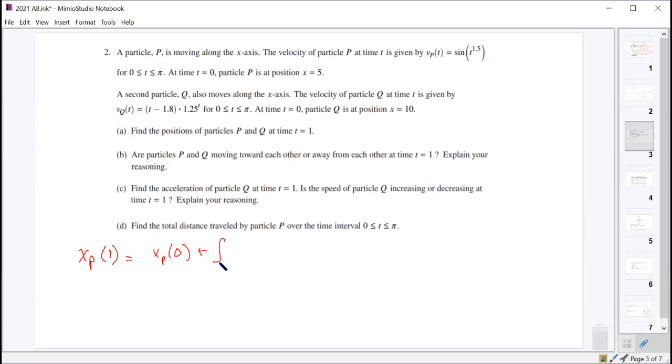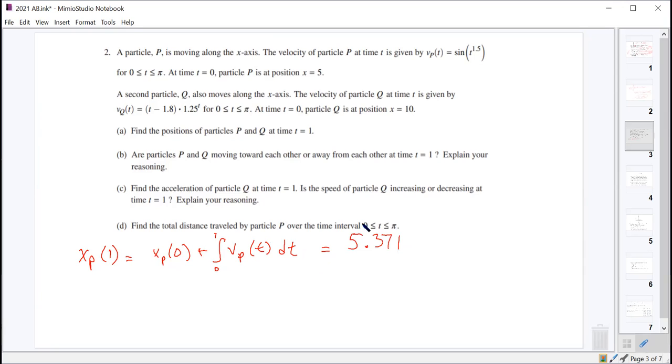Plus the integral from 0 to 1 of the velocity of P. Everybody good with that as the setup? This one is very similar to all of the particle motion ones that we did, right? What did that come out to be for the position of particle P?